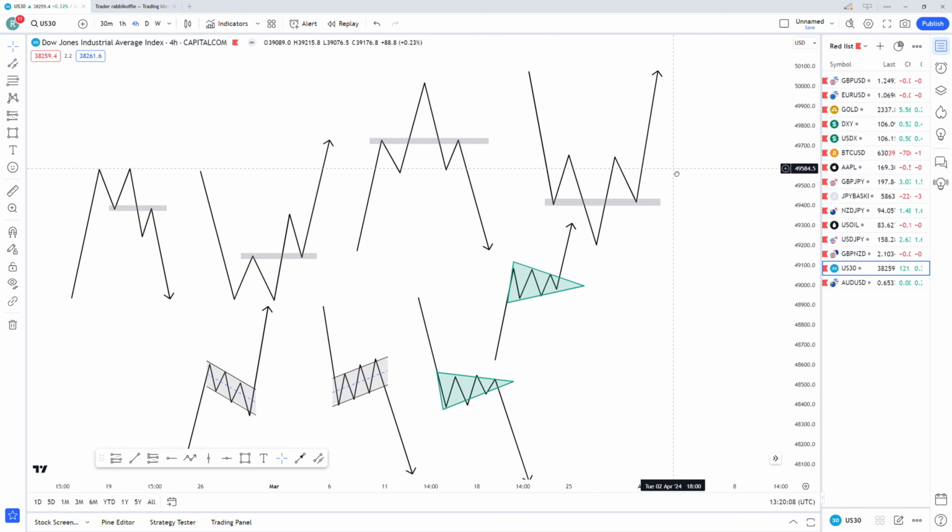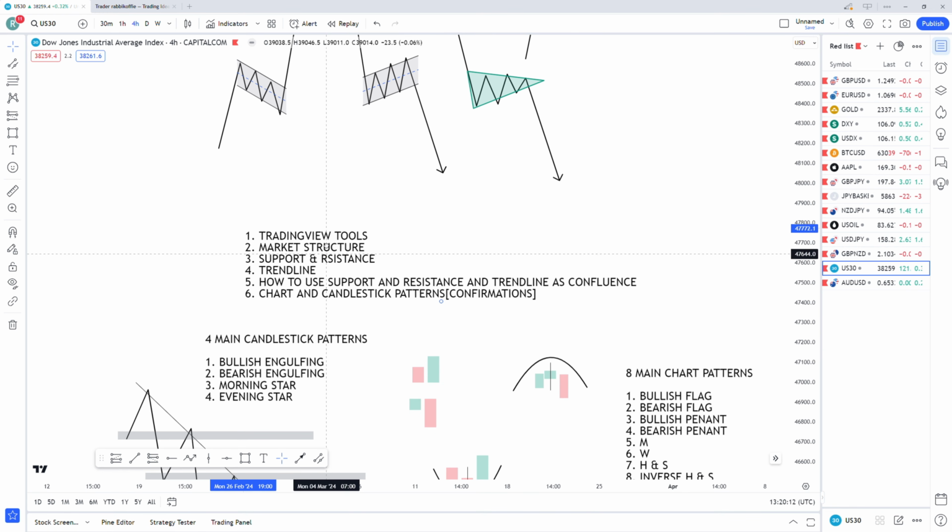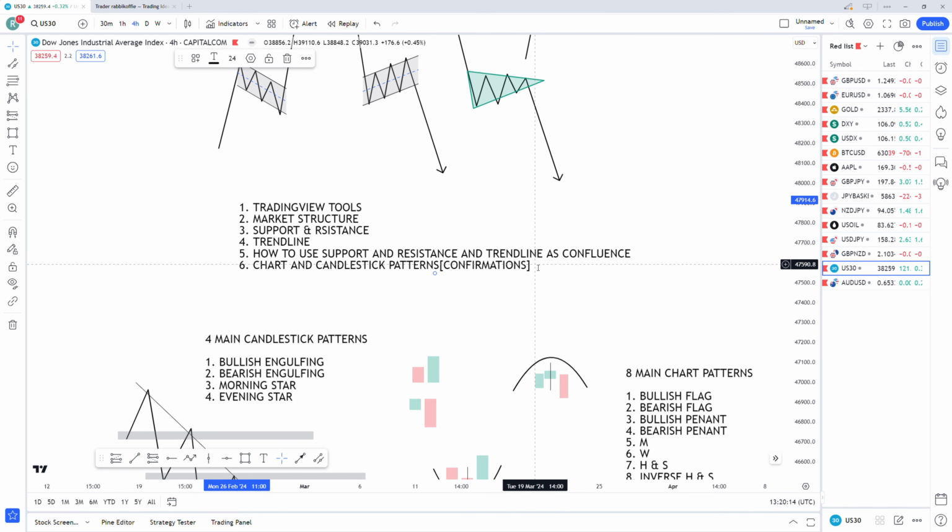Very good, guys. So these are the 8 main chart patterns we have. You understand? These are the 8 main chart patterns we have. And the last thing we talked about was how to mark out an entry. How to mark an entry, guys.